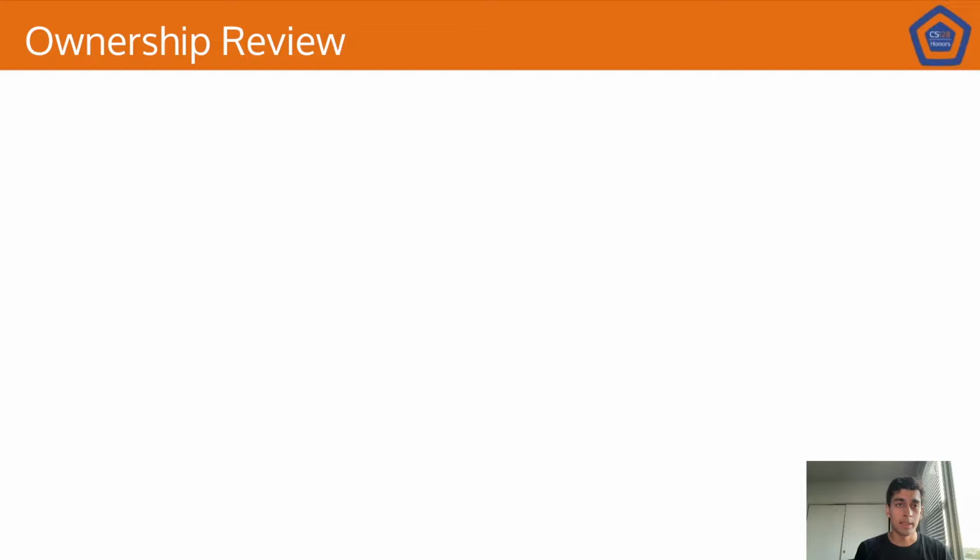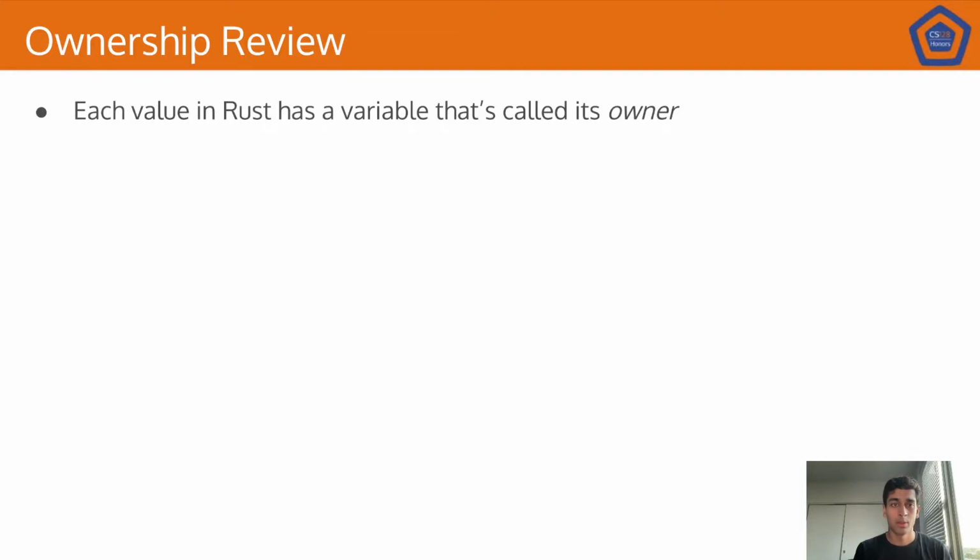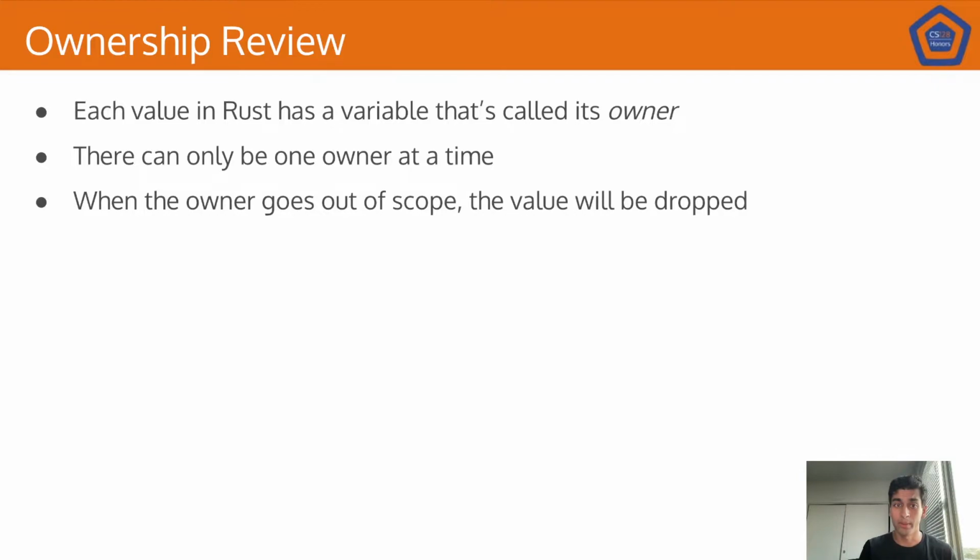Okay, let's get into ownership. So just to briefly review the 3 rules of ownership in Rust. Each value in Rust has a variable, and that variable is called its owner. And there can only be one owner of some value at a time. And when the owner goes out of scope, the value will be dropped.